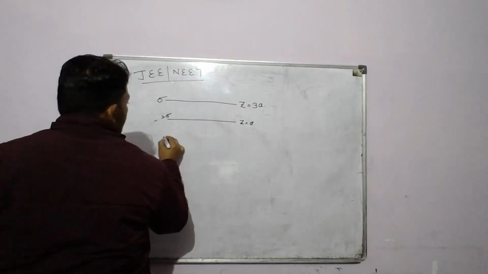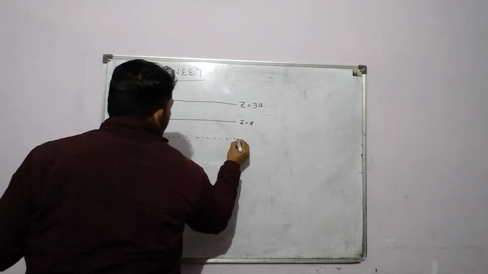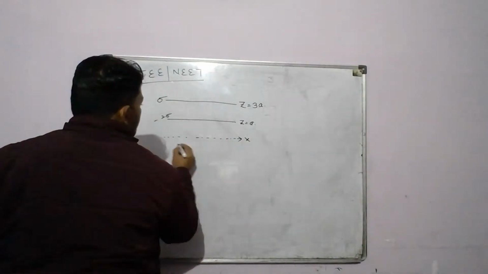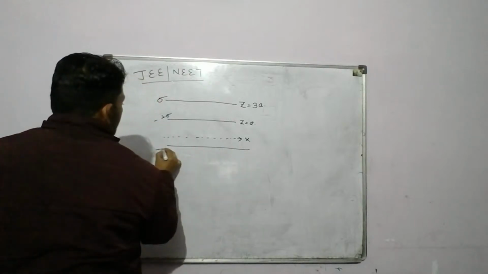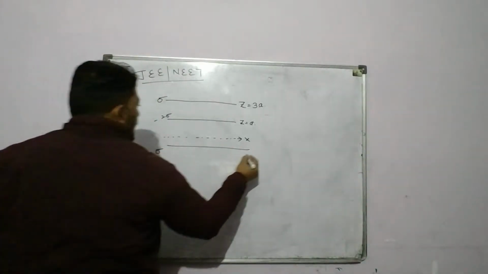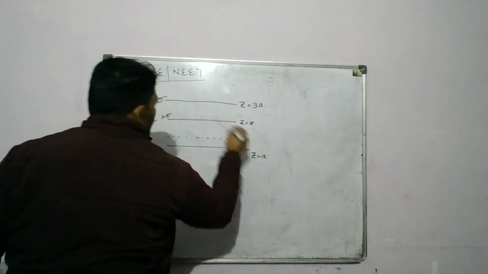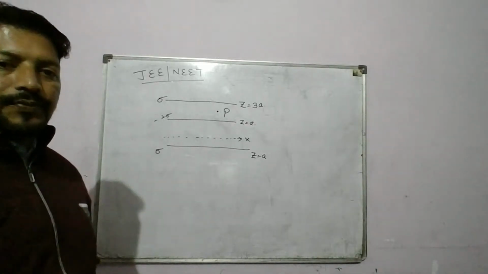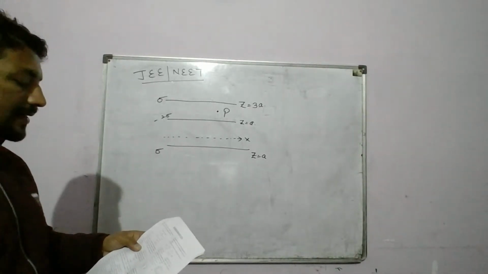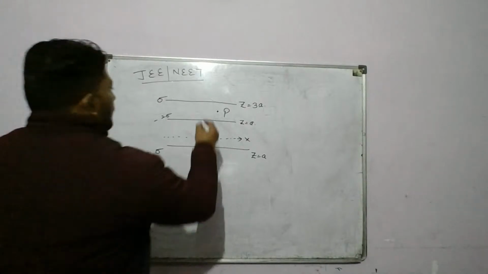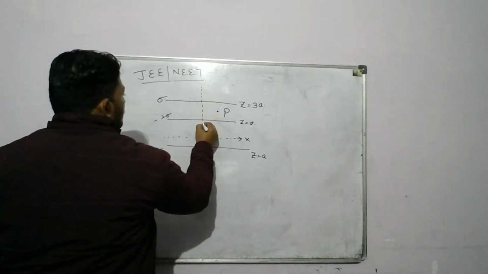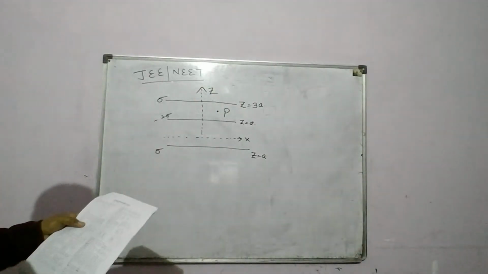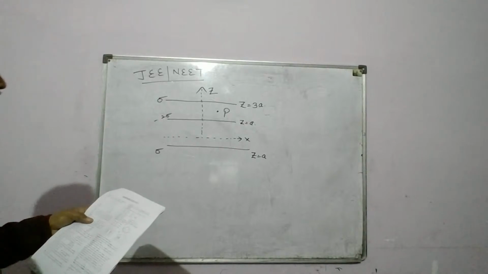So this is your x axis, and on the x axis there is a sigma, a minus sigma, and Z is equal to A. And here is the point P. The question asks for the electric field at point P. In this direction, Z is given.